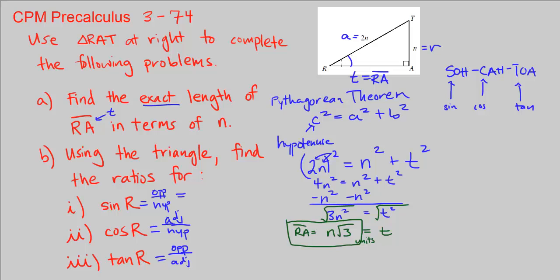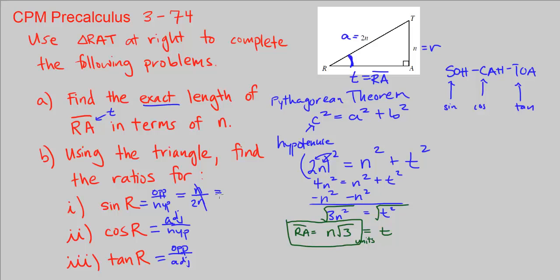So sine of R then is the opposite side from angle R. The opposite side is here, right? And the length of this side is n. So the opposite is n divided by the hypotenuse. We remember the hypotenuse is the longest side of our right triangle, which is 2n.